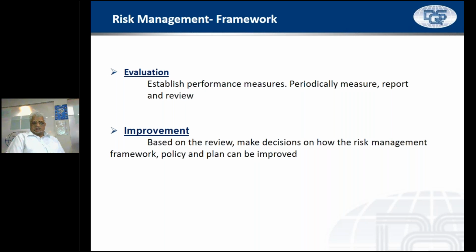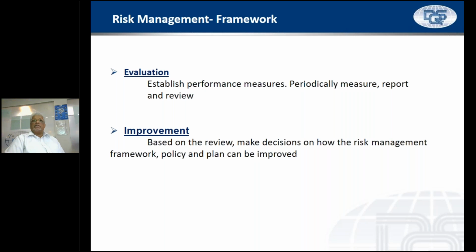Then comes evaluation. The next phase of the framework is called evaluation. We need to establish performance measures and periodically measure, report, and review the performance. Only then is it possible to know whether the controls established against the risks which have been assessed are effective and are ensuring that the risk is not occurring. The controls are capable of preventing a risk. And periodic monitoring and reporting, as well as the review by the top management, will help an organization to ensure that the risk management process is effective in totality.